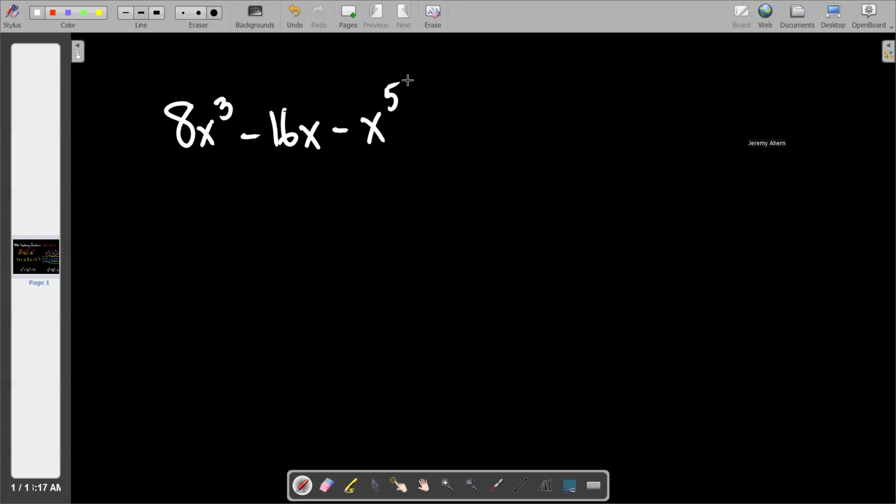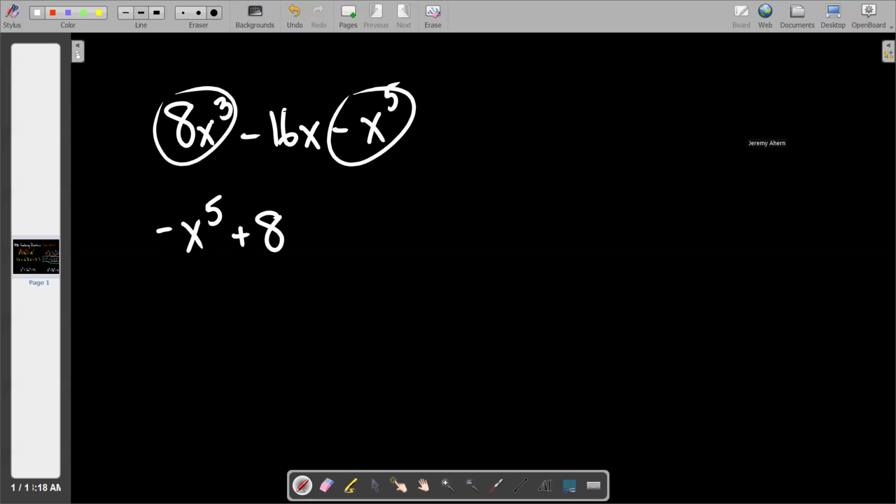What's poopy thing number one? Out of order. Right, let's fix it. Relocate negative X to the fifth to the front. Relocate 8X to the third to the center. And relocate minus 16X to the back. Like that.